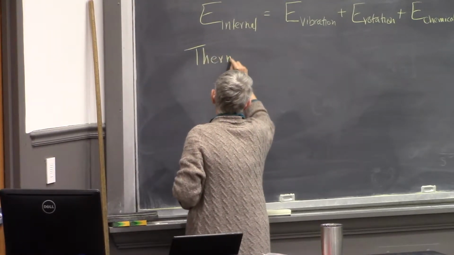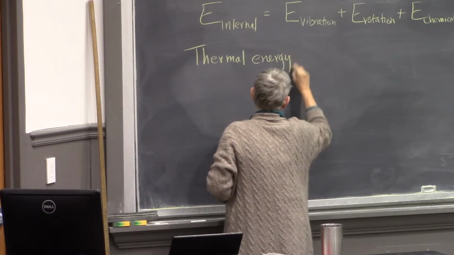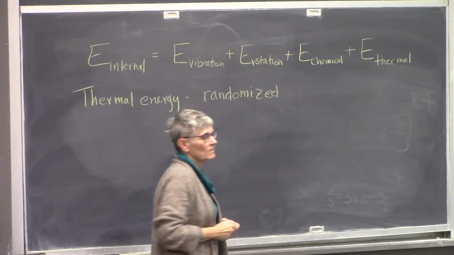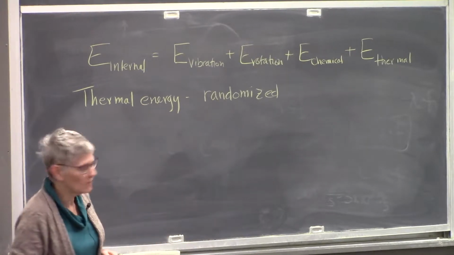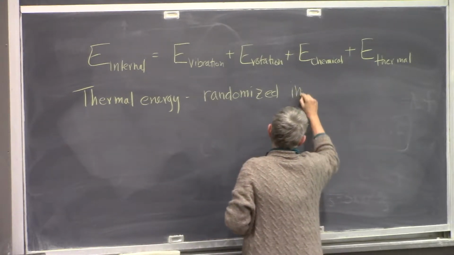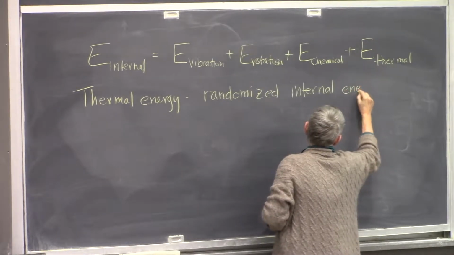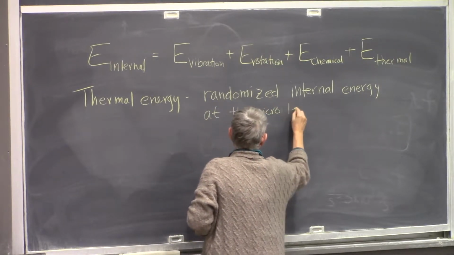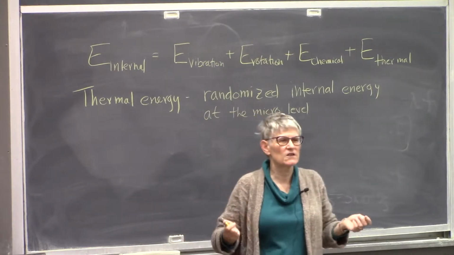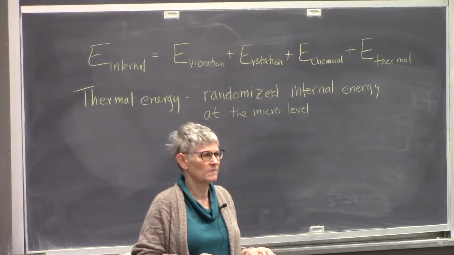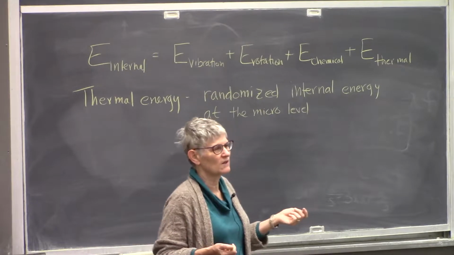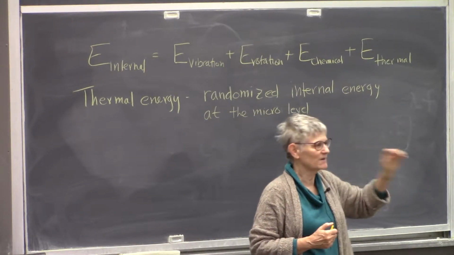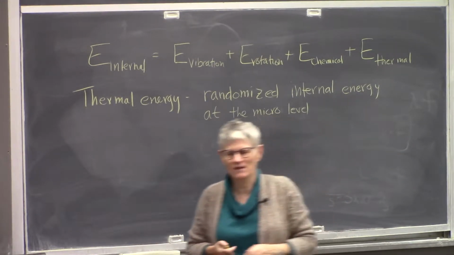So thermal energy is randomized internal energy at the micro level. And because it's randomized, it's sort of hard to do anything. It's not entirely obvious how to make it do something. Like, if all the atoms in the solid were suddenly moving this way, it could push something next to it. But that's not happening. Some of them are moving this way, and some of them are moving that way. So it's kind of hard to extract this energy back out.